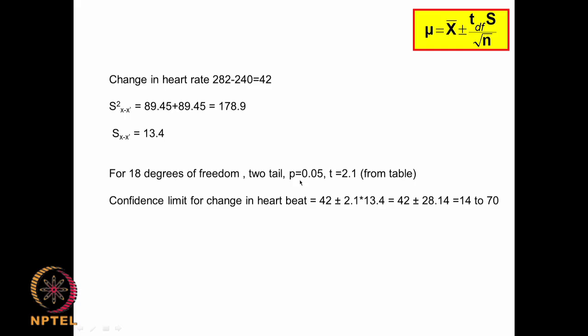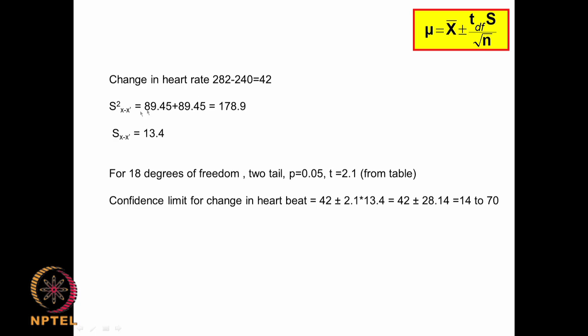So the second part of the problem is you are supposed to find out the confidence limit for the change in the heart rate. Originally it was 282, now it became 240. So change. Now to find the confidence limit, I use this equation, if you remember this. So it is a plus or minus t s by square root n.